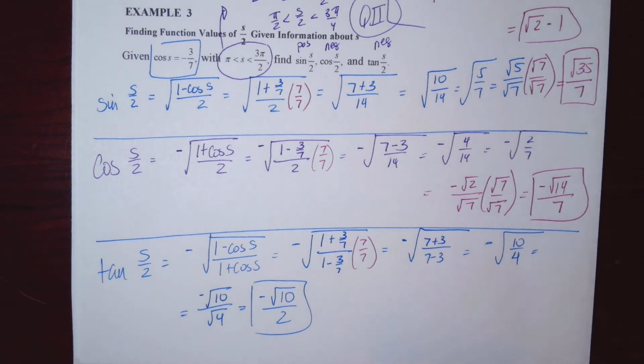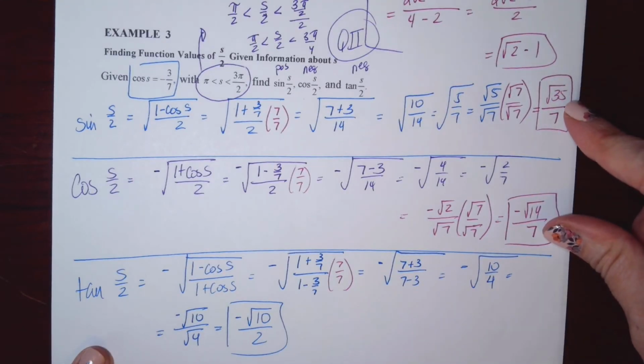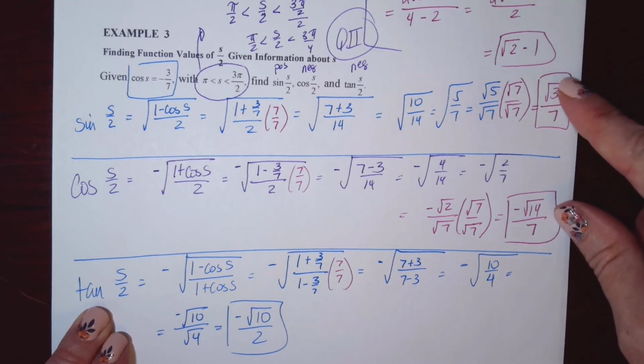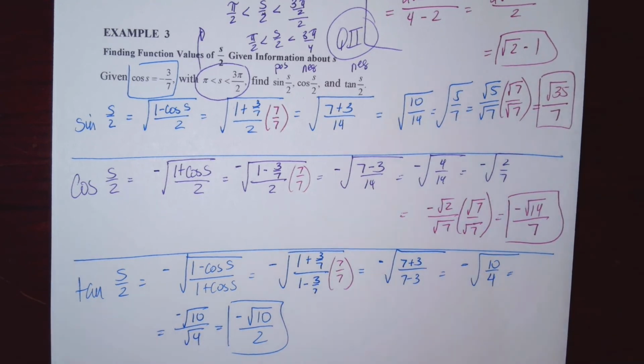Now the other way you could deal with this would be to work here, and because I also know that tangent, I have sine of the half angle and cosine of the half angle, and I know that my quotient identity for tangent is that it's sine over cosine. So I could set these up one over the other. The 7s would cancel, and then I would have to rationalize that square root 14. I would get to the same place.